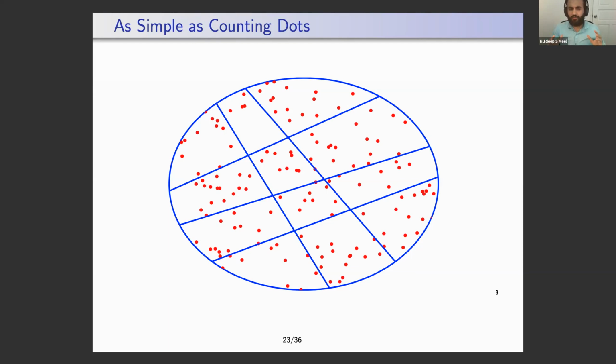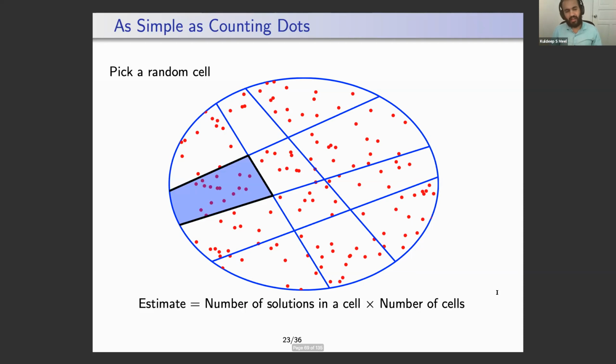Remember, the issue was that we could not use a set solver to enumerate all the solutions if we had too many solutions. But if the cells are small enough, then we can go and pick a random cell and we can enumerate all the solutions in this cell, and our estimate will be the total number of solutions in a cell multiplied by the total number of cells. Will this work in practice? Let's check it out.